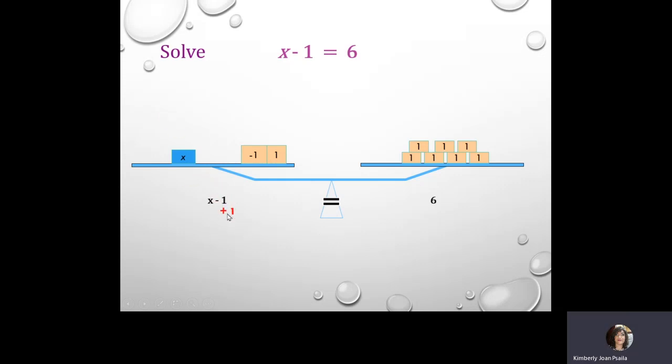So what did we do? Minus 1. We added 1 to the left and we added 1 to the right. We are left with x plus 0, since minus 1 plus 1 gives us 0. 6 plus 1 on the right hand side gives us 7. Therefore, our x value here is 7. If you put 7 here and subtract 1, you should get the answer of 6. And there you have another example.